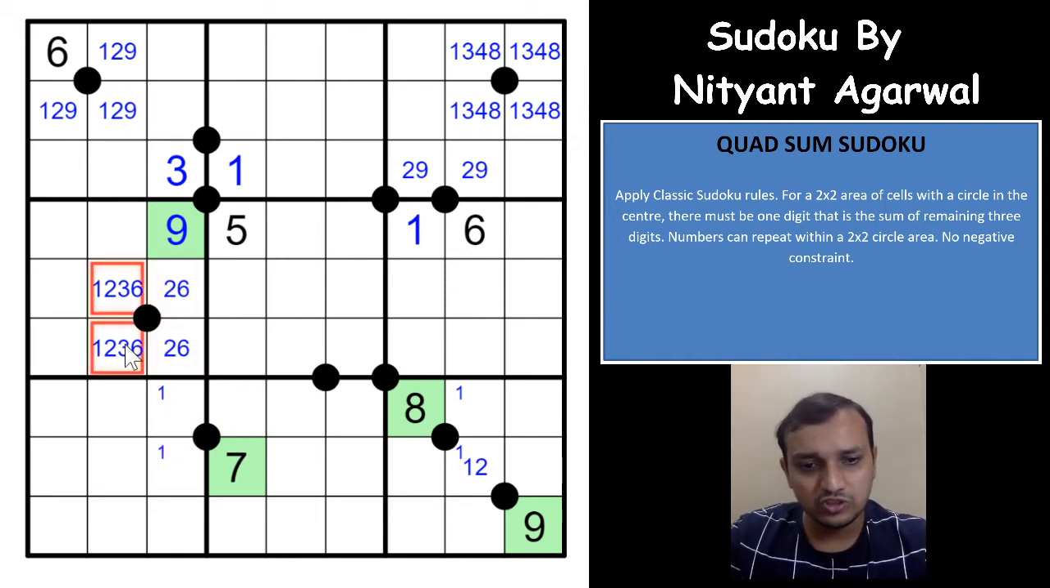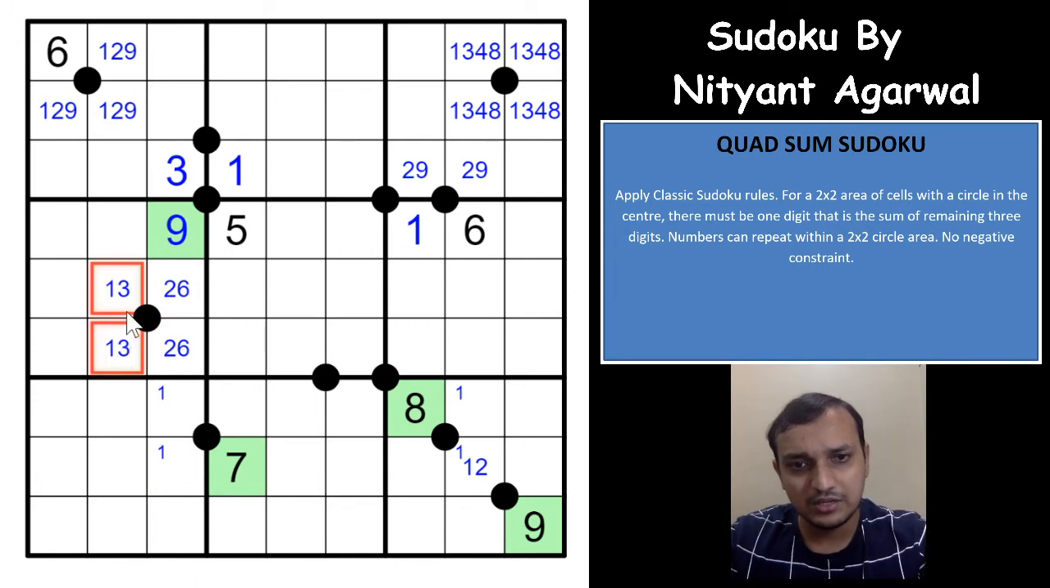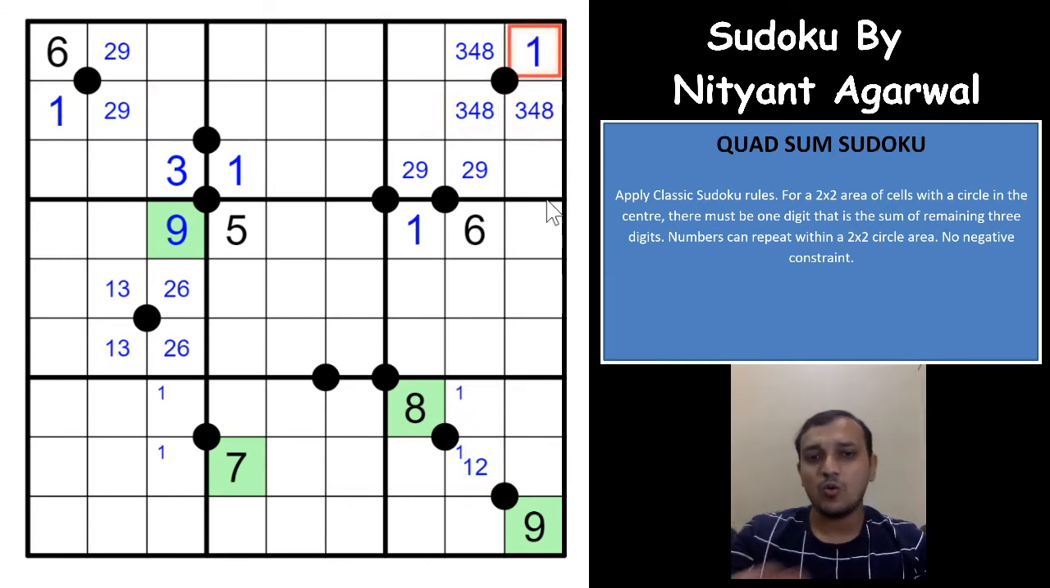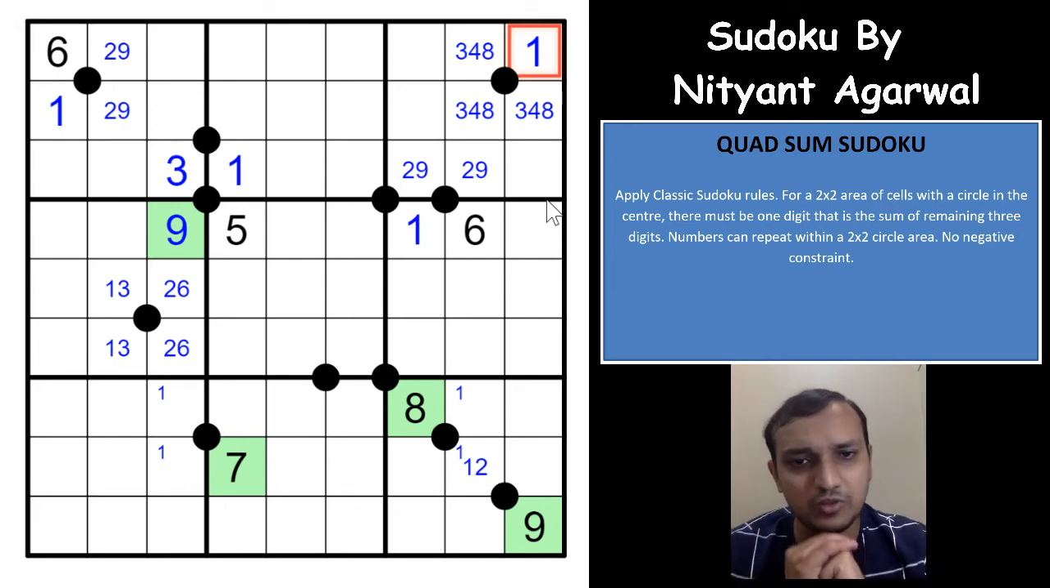You get a 2 6 pair, that gives you a 1 3 pair here, and that 1 3 pair eliminates 1 from this cell. You get a 1 here. That eliminates 1 from this cell and 1 from this cell, so this becomes a 1. Wow, awesome piece of logic, guys.